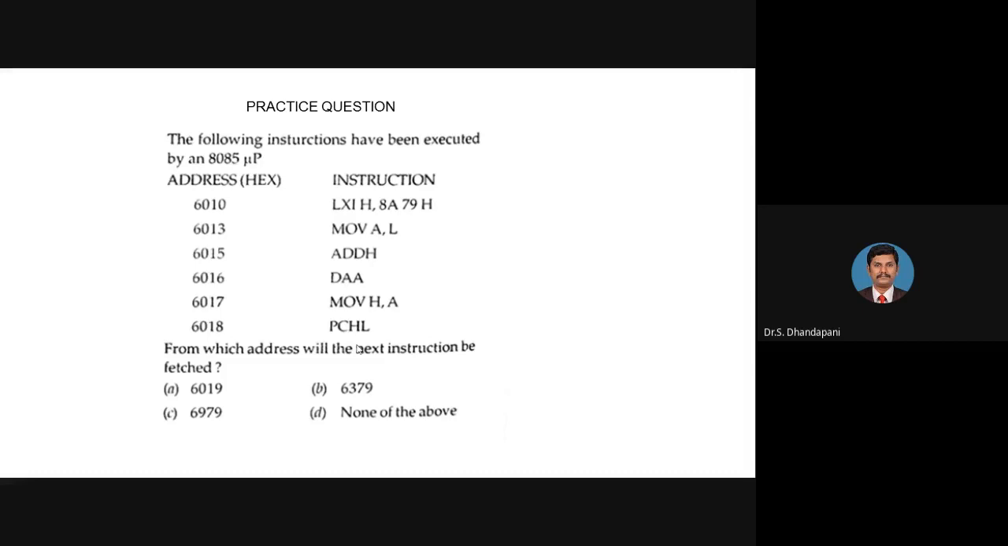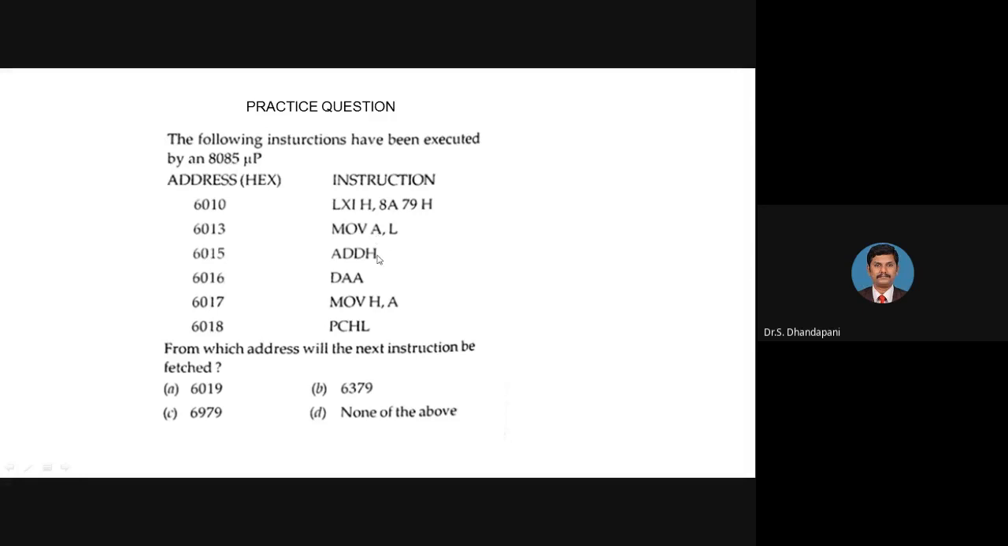I am giving this question to you as practice. I am explaining the steps again. The value 8A79 is stored in the H and L register pair. Each register can store 8 bits. The value available in L is transferred to A.